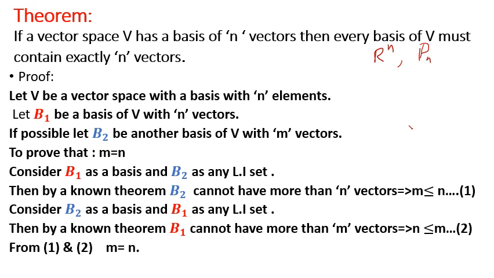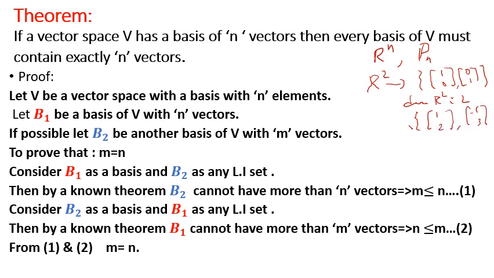For example, let us consider R2. What is its standard basis? (1, 0), (0, 1). We all know it. And what is the dimension of this? The dimension of R2 is 2. Now suppose I take one more basis for this: (1, 2) and (-1, 3). This is also a basis for R2, and it will also have the same number of vectors, 2.